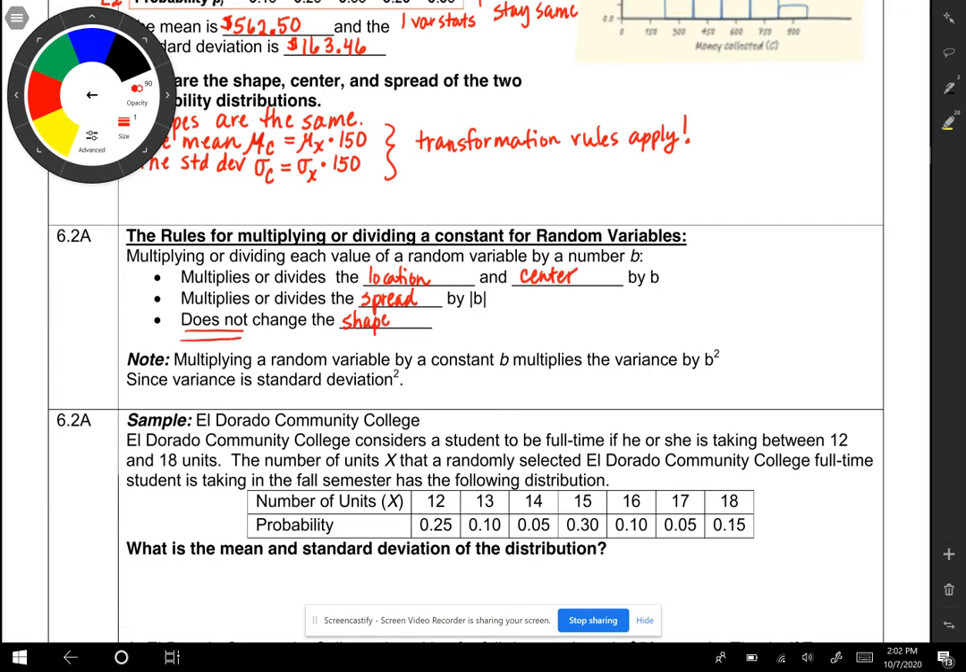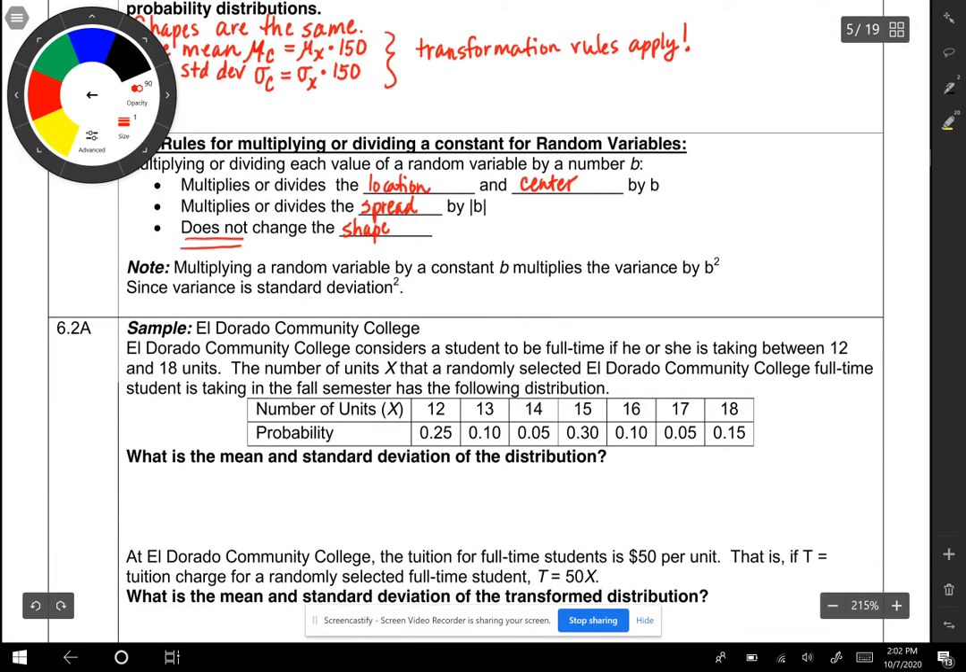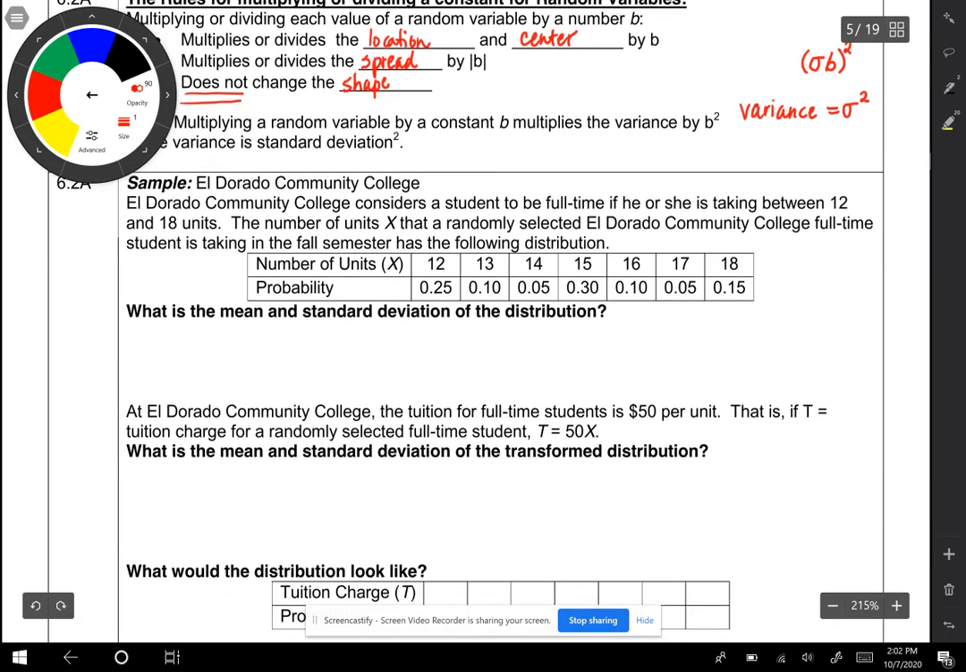And then there's a note here at the bottom. Multiplying a random variable by a constant b multiplies the variance by b squared, since variance is standard deviation squared. So going back to what variance actually is, variance is equal to the standard deviation squared. So if we multiply the standard deviation times b and you square it, then that's how you get the b squared. So multiplying a random variable by constant b multiplies the variance by b squared. There you go. All right, let's do some more sample problems.